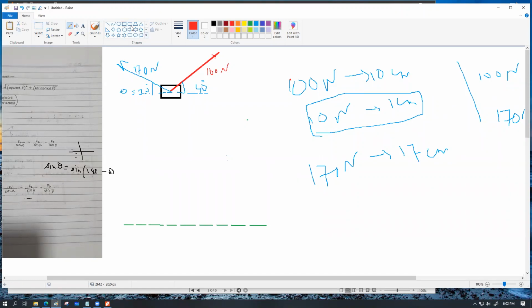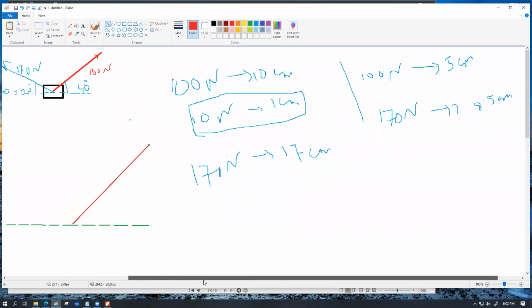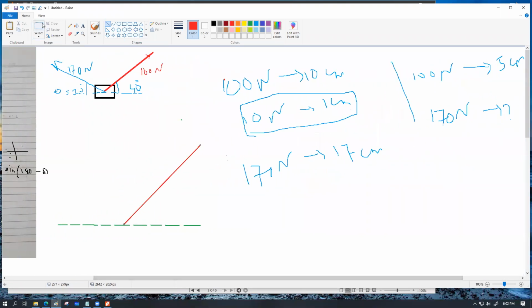So now what I can do is draw the 100 Newton force. I'm going to start from here, one random point, and I draw one length of arrow, which is exactly how much? 5 centimeter. So I do this. I might as well draw 1.5 centimeter, a bit smaller.